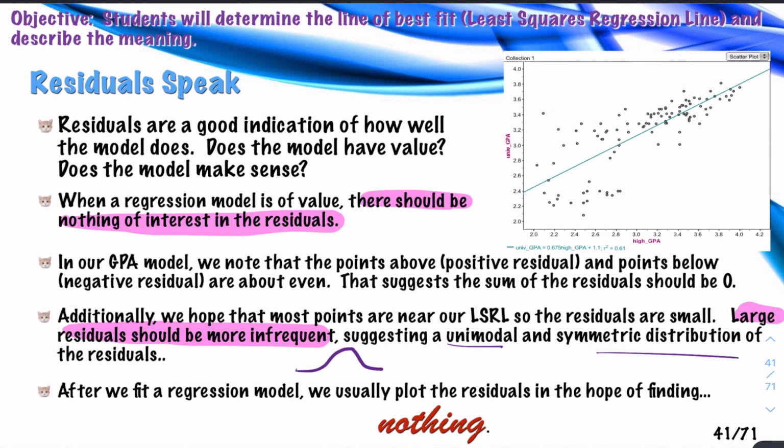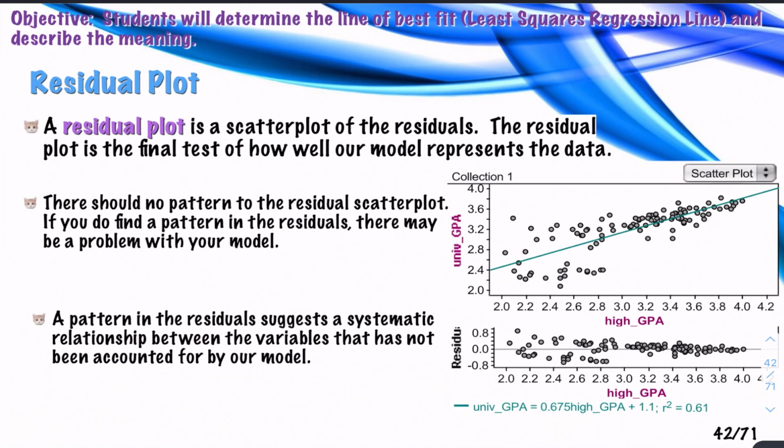So after we fit a regression model, we usually plot the residuals in hope of finding nothing. And that's the main idea. When we're looking at the residual plot, we don't want to see anything. Nothing to see here.